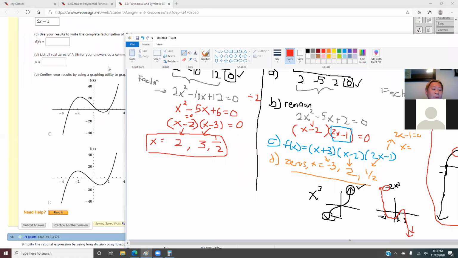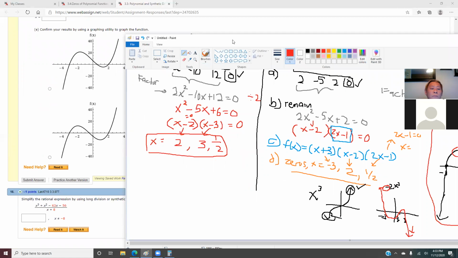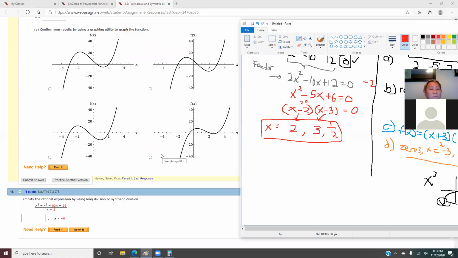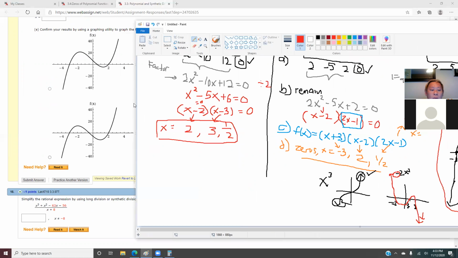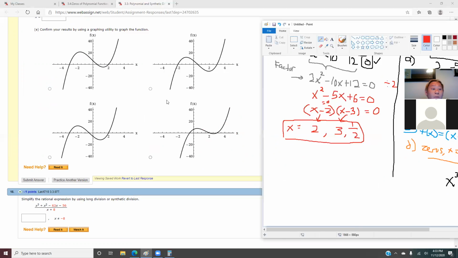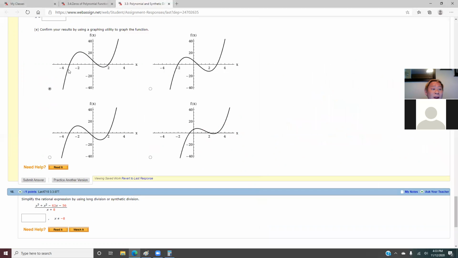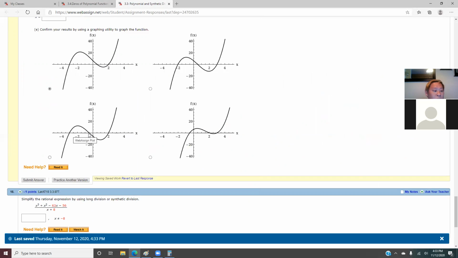So which one looks like that one? The first one? Yeah. Yep, that's correct because it's -3, 1/2, and 2, right? Yeah. This one is not -3. This one is not -3. This one is -3, but this is -1/2. So it's wrong.